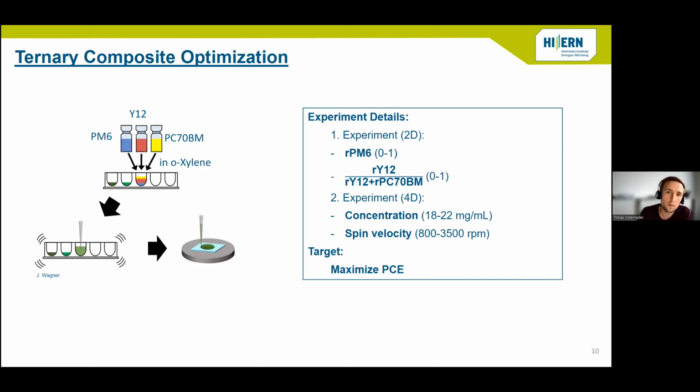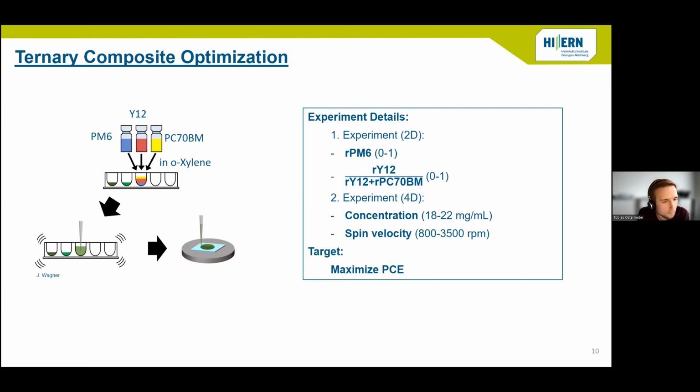For the 2D experiments, we only optimized the ratio of the solution of the different components. So we have 3 components, but the total volume is fixed, so we can reduce it to 2 parameters. The first parameter is the ratio of the PM6, and the second parameter is the ratio of the one acceptor Y12 over the total share of the acceptors. Both of them could vary between 0 and 1 because we wanted to see how it works on the whole parameter space.